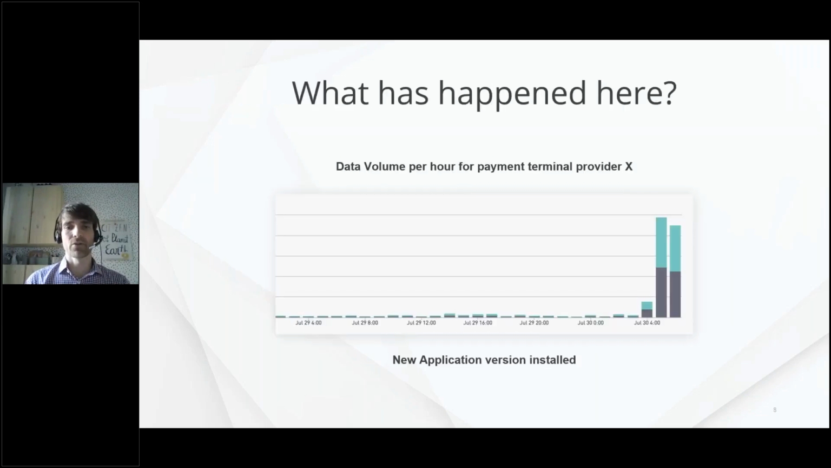We reached out to the customer clarifying what had happened here. Basically they deployed a new application version, and this application version was not properly processing the data that was coming in from the devices, and the devices tried to resend the data over and over again, and with that created huge costs for this customer because of the data. So this is something that can happen. We see this quite regularly. Sometimes it's about data volume, sometimes it's about signaling.